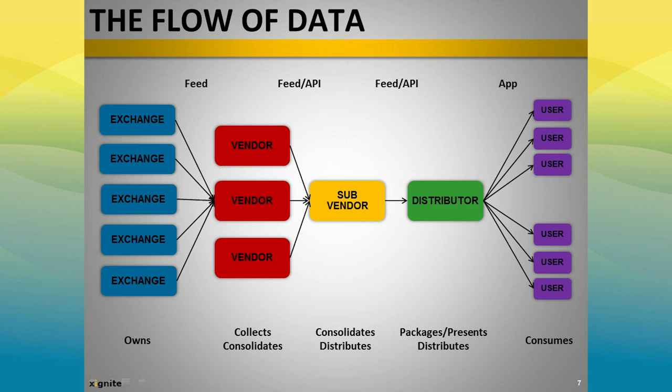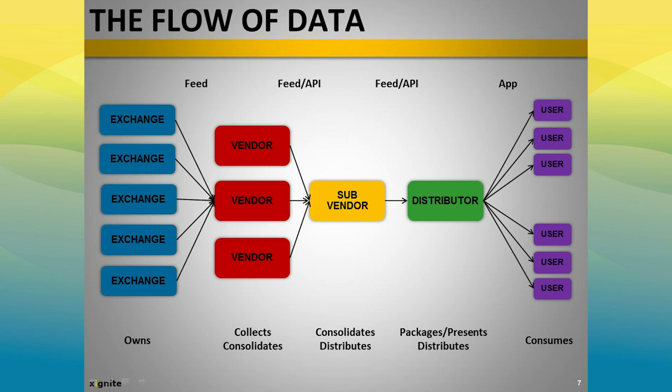We're going to focus right now on display of information. So the users consume the data through some application. The flow of data comes initially from the exchange. The exchange actually owns this data, right? They have IP rights to this data, so they own it.